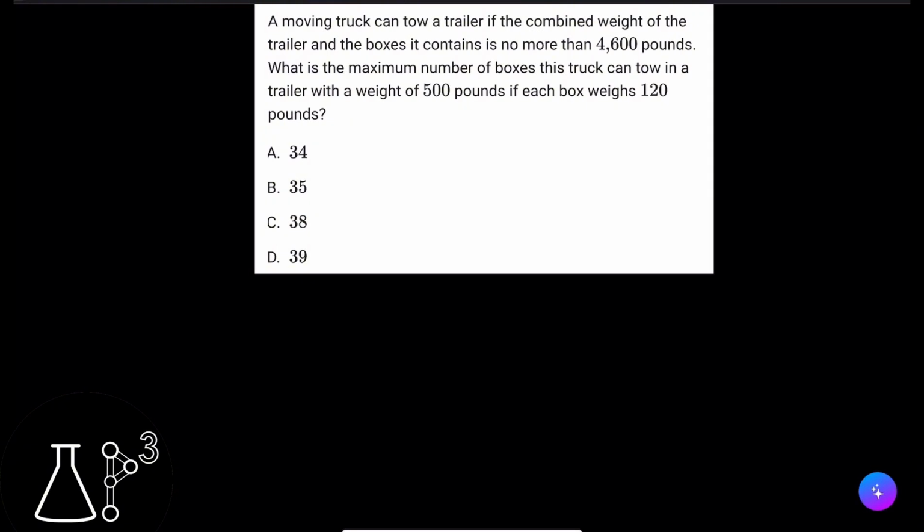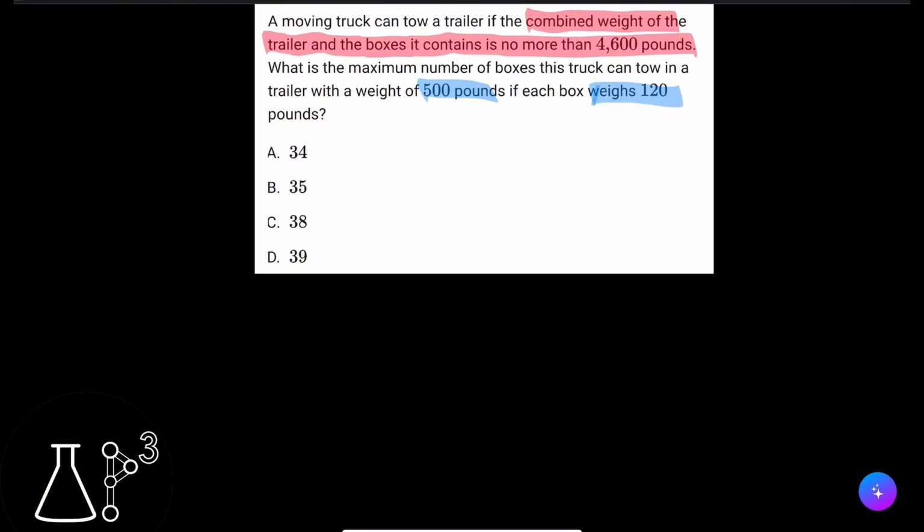Okay, so they gave me that the combined weight of the trailer and the boxes it contains is no more than 4,600. So the trailer plus the boxes inside the trailer cannot be any more than 4,600. It can be less, but it can't be any greater. And they're asking me for the maximum number of boxes that the truck can tow. And the trailer itself weighs 500 pounds, and each box weighs 120 pounds.